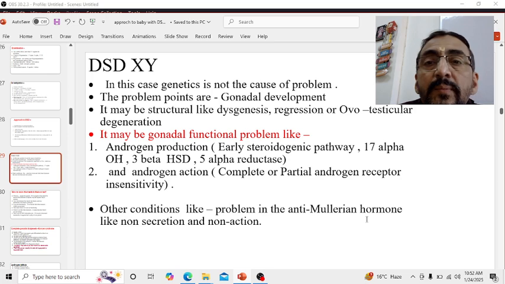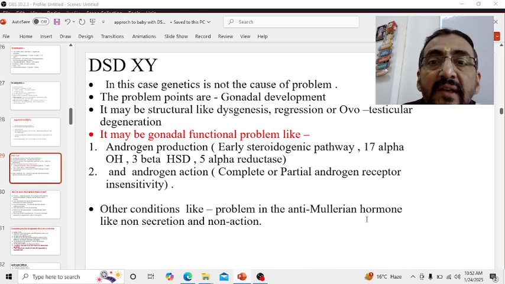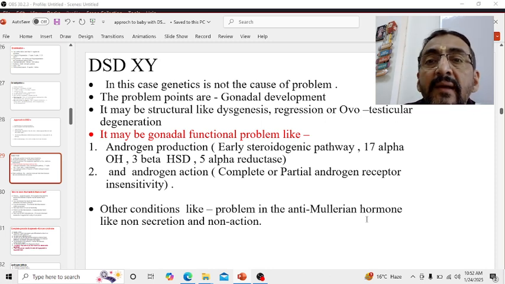So let us see one more problem, DSD XY. In this case, genetics is not the cause of the problem. If you see DSD XY, in this particular condition of DSD, actually genetics is not the cause of the problem. The problem will be there with the gonadal development. Genetics is almost all okay. X chromosomes are normally present. There is no structural defect and all. But the point is that gonadal development is affected.